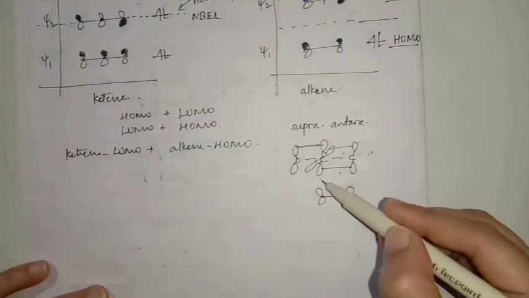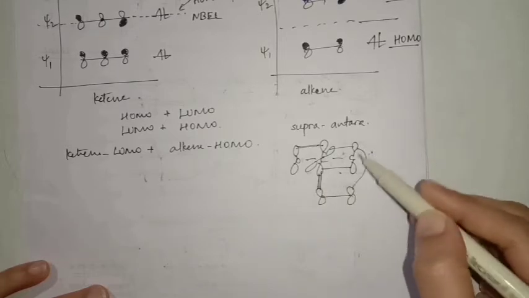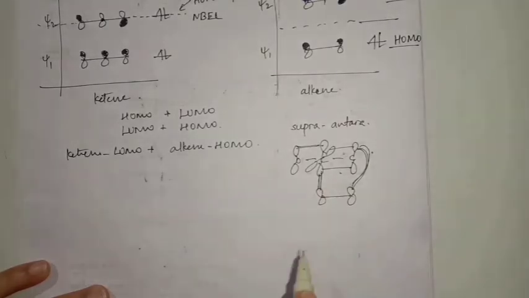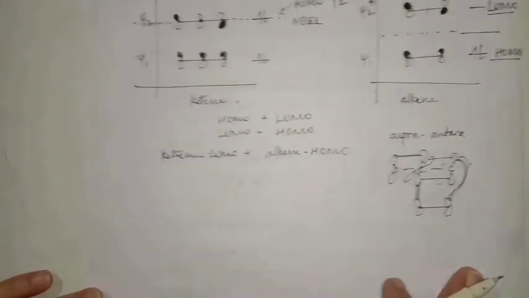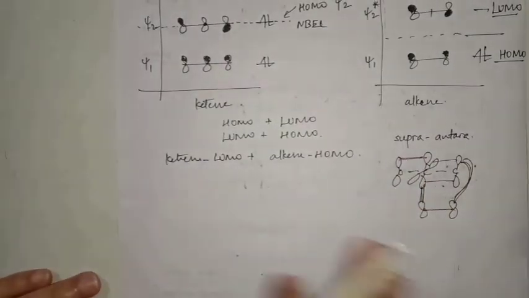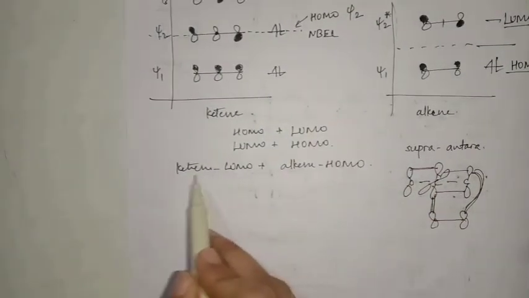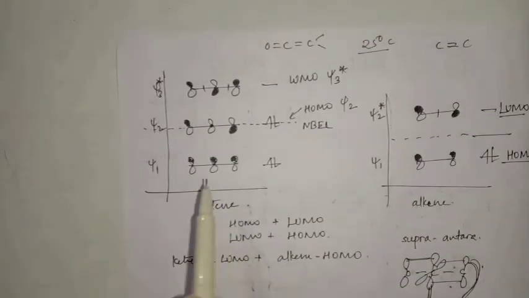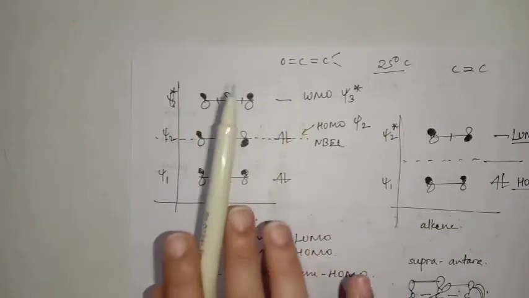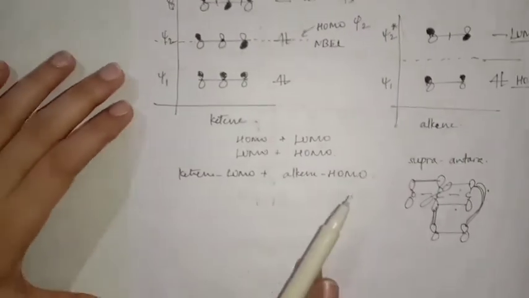Now we have to do one suprafacial addition and another is antarafacial addition. Right. Now we have to see how it is formed actually. One suprafacial and one antarafacial. Suppose we have this alkene and ketene molecule containing the LUMO, which is the LUMO for ketene. That is our psi3 star as the LUMO. So draw that structure of the LUMO.